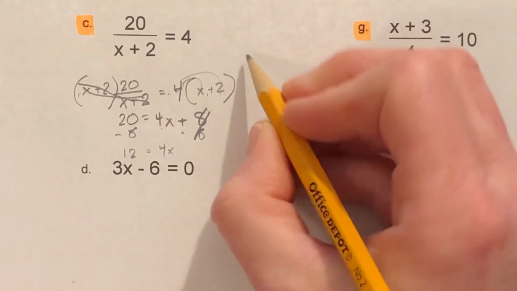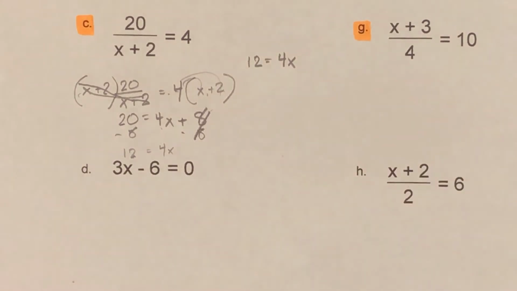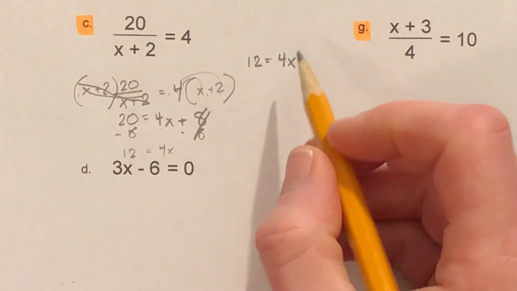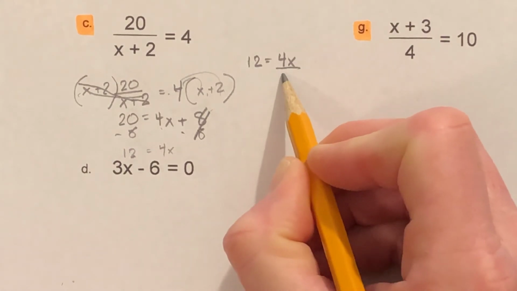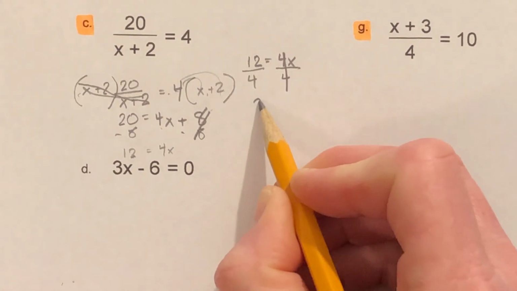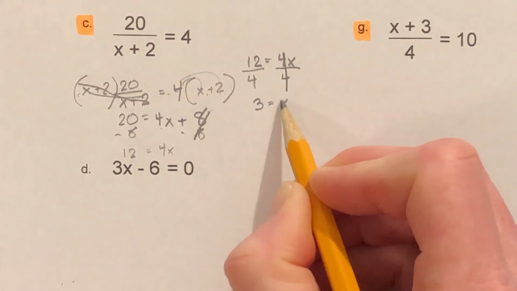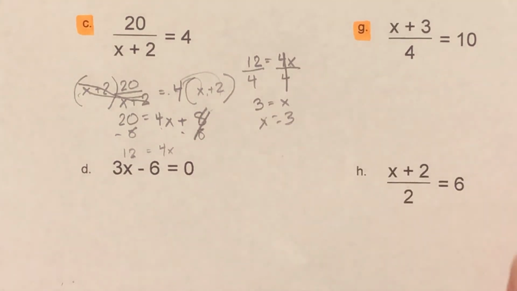I'm going to come up here, 12 equals 4x. Now I want to get just the variable by itself. So to undo the times 4, I will divide by 4. That leaves 3 equals x, and x also equals 3. The answer to C is 3.